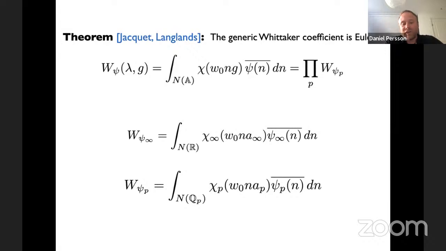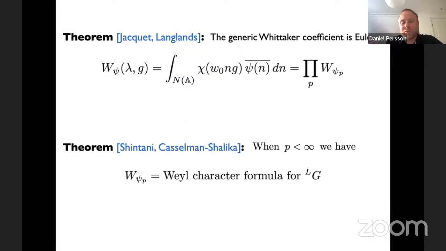I'm not going to go into details of how to calculate this p-adic one, but I want to say that there is this amazing theorem of Shintani for SLN, and then Casselman-Shalika more generally, that this Whittaker coefficient for each prime is actually given by the Weyl character formula for the Langlands dual group. So here we see the role of the Langlands dual group as it comes in terms of how you understand the Fourier coefficients. So that's quite remarkable. In the book, we try to explain this in detail as well in some examples.